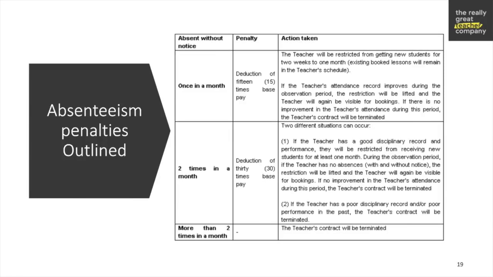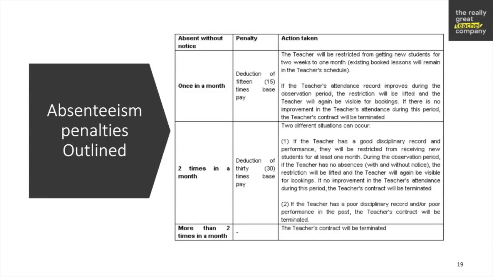Under the actions taken, if you have missed class once within the month, your profile will be restricted from getting new students for 2 weeks to 1 month, and the existing bookings on your profile will remain until that time is complete. If you have had a good attendance record and it improves during the observation period, the restriction will be lifted and you will again be visible for bookings. If there is no improvement in your attendance during this period, the contract will unfortunately be terminated.